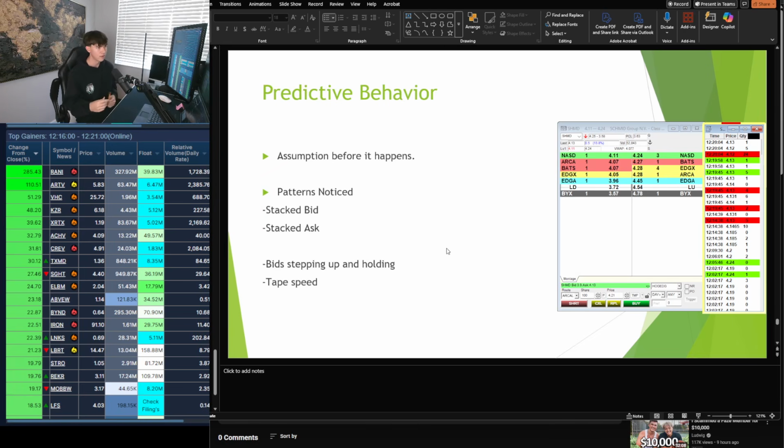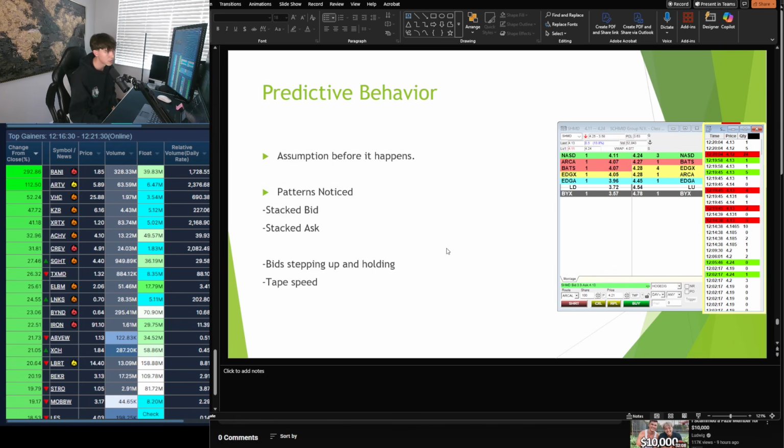What is predictive behavior? Predictive behavior is the assumption that it happens before. So typically, let's say a stock is moving up to $5 and I'm getting in at 4.24 looking for that extension, but no orders are going through right now. I'm basically predicting, based off of some type of chart pattern or example that I've seen before, for this to start extending up to $5 a share. So that would be predictive behavior. And we notice patterns through this, right? So maybe we've seen a stacked bid or a stacked ask. Maybe bids are stepping up and the tape speed is starting to increase as price is going. And we're thinking, okay, maybe there's a level here that I can buy the dip, looking for that extension going up higher. So that would be predictive behavior.